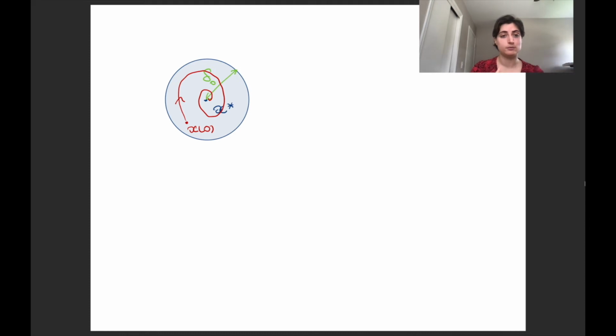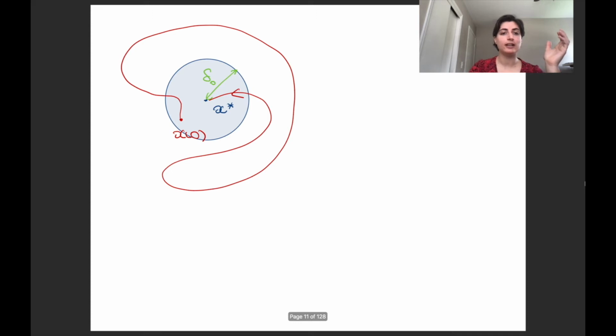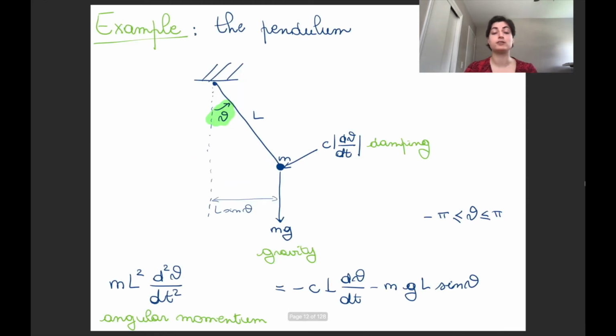You might be doing some spiraling towards it. You can actually go first away from x star and then coming back. But you're not wandering too far because it is stable. So let's look at an example.